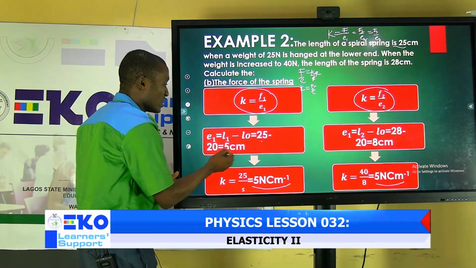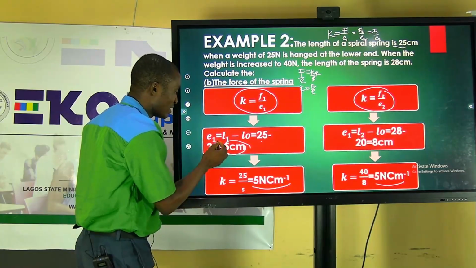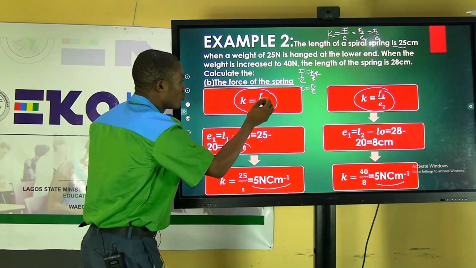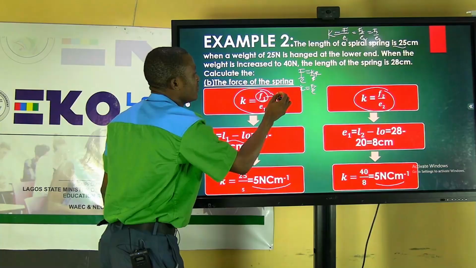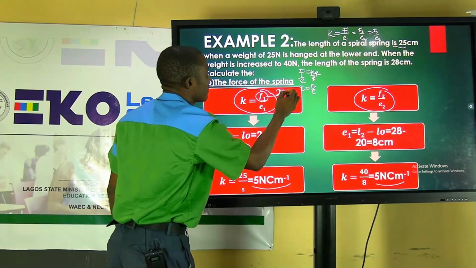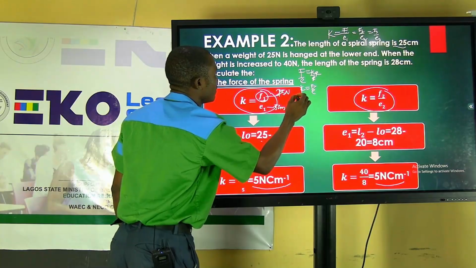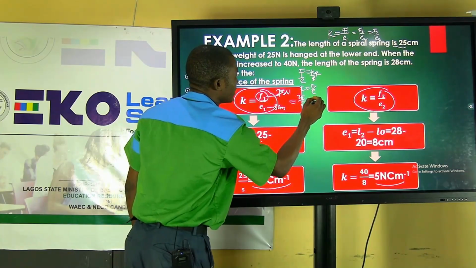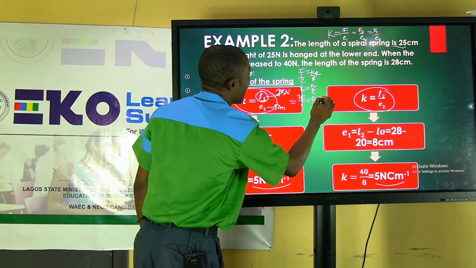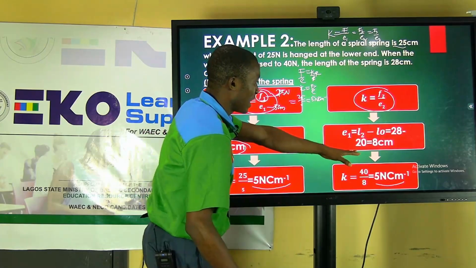25 minus 20 is going to give us 5. So our extension is 5. That means the force that produced this is 25 Newton, and the extension here is 5 centimeters. So this is going to give us 25 over 5, which is 5 Newton per centimeter. The same thing happens here.